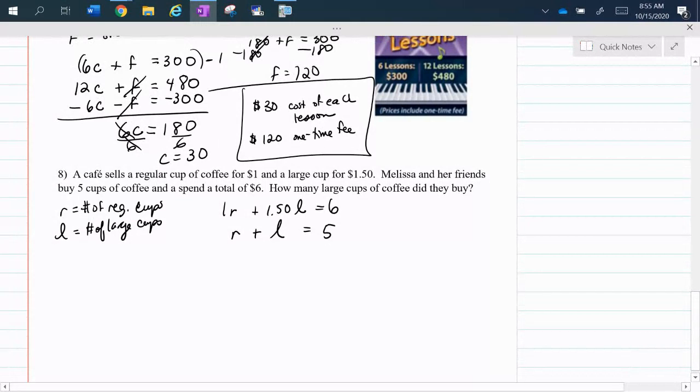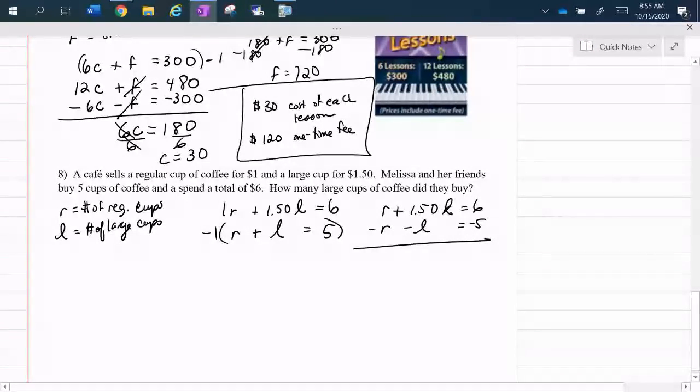So here's my system. One more time, I have to decide if I want to do substitution or elimination. I think I'm going to do elimination here. So I'm going to rewrite the first equation, r plus 1.5L equals 6. And I'm going to multiply the second equation by -1. So negative r minus L is equal to -5. So I can eliminate my r's now and add the other like terms together. 1.5L minus 1L would be 0.5L, and 6 minus 5 is 1.